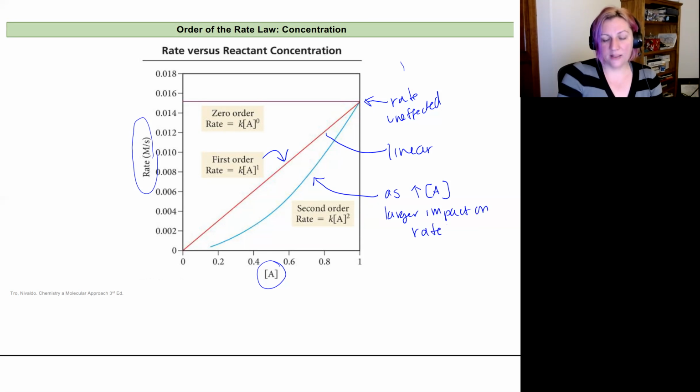And so as we see the order of the reaction increase from 0 to 1 to 2 to 3 to 4 to 5, we see that with a higher order, we have a higher dependence of the reaction rate on the concentration of that reactant.